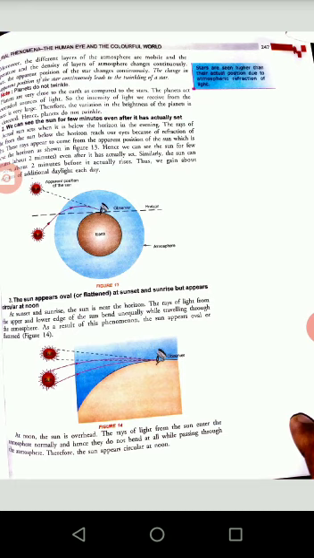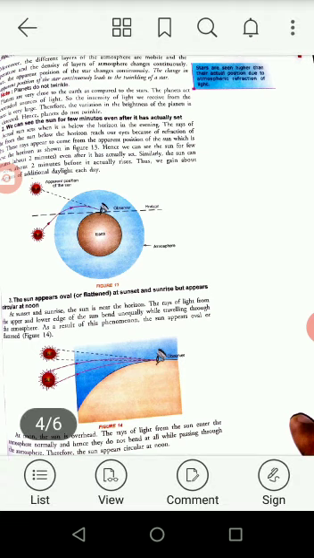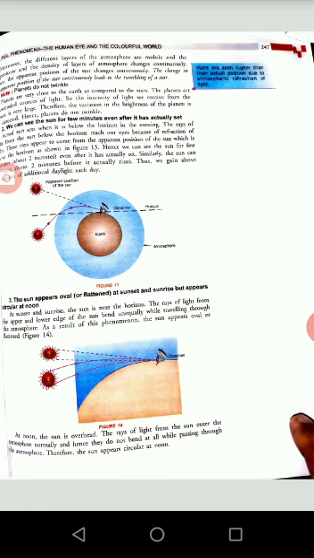Moreover, the different layers of the atmosphere are mobile, and the temperature and density of the layers of atmosphere change continuously. Hence, the apparent position of the star changes continuously. The continuous change in the apparent position of the star leads to the twinkling of a star.